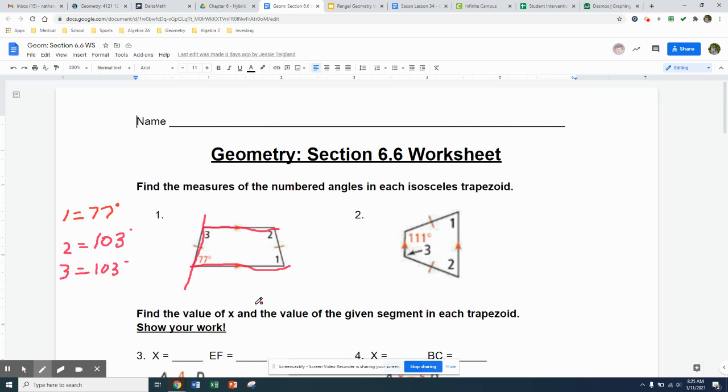So 103 plus 77, that's going to add up to 180. So looking at example 2, you can go ahead and try that one on your own. We're going to head down to number 3 here in a second. But you can use the properties of isosceles trapezoids. The base angles are going to be congruent, but then also pulling back some information from chapter 3, where those same side interior angles are going to add up to 180. And that's also very similar to how our parallelograms worked when we started looking at those.